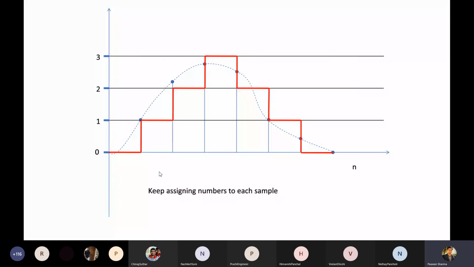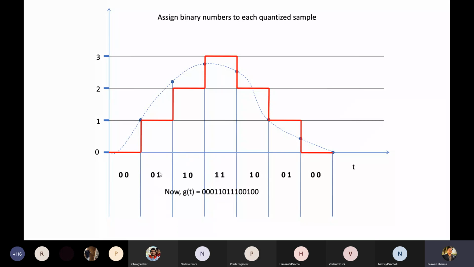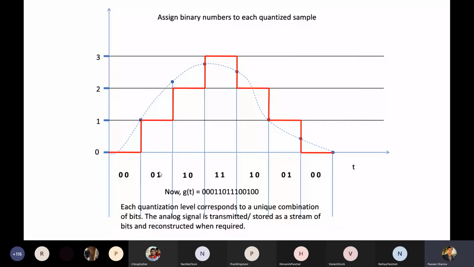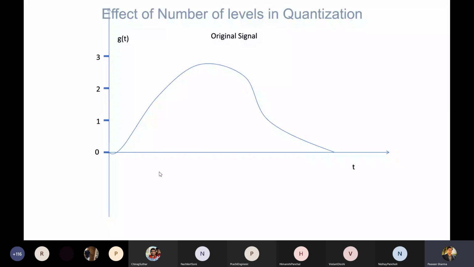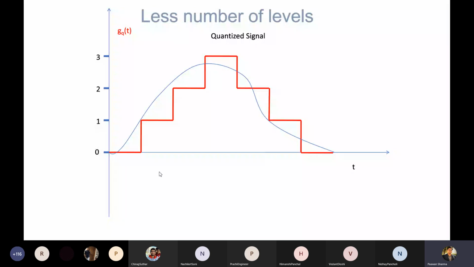Okay, so based on your sampling rate, you are having quantized values. So we represent this as 0, 0, 0, 1, 1, 0, 1, 1. So this will form our bit stream to be transmitted. Each quantization level represents a different combination. Now the effect of the number of levels in quantization. So these are these many levels.